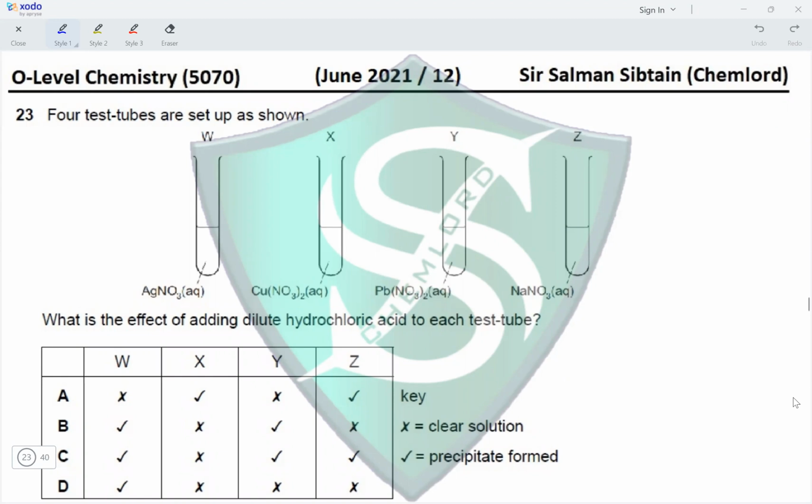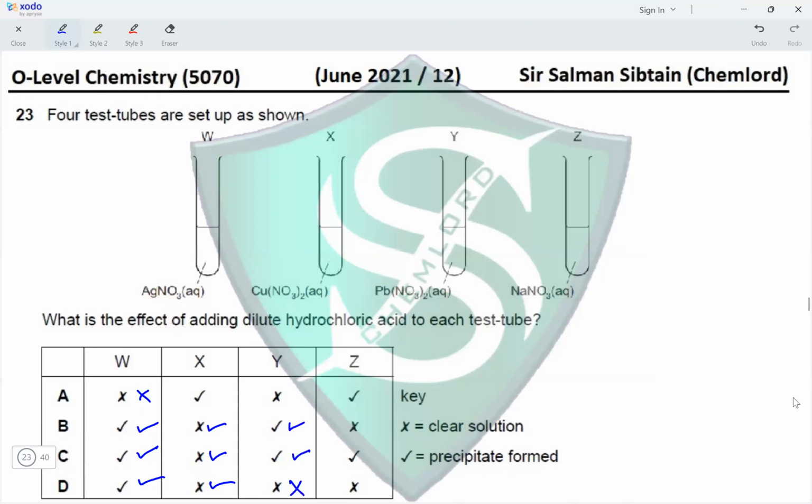So in the case of W, a precipitate is forming. So option A gets eliminated, B, C, and D are correct. Moving on to X. In X, if we add HCl, we end up with copper chloride, which is also soluble. So no precipitate would be observed. So all three options are still correct. Moving to Y. On lead nitrate, when we add hydrochloric acid, we end up with a white precipitate of lead chloride forming. So options B and C remain correct.